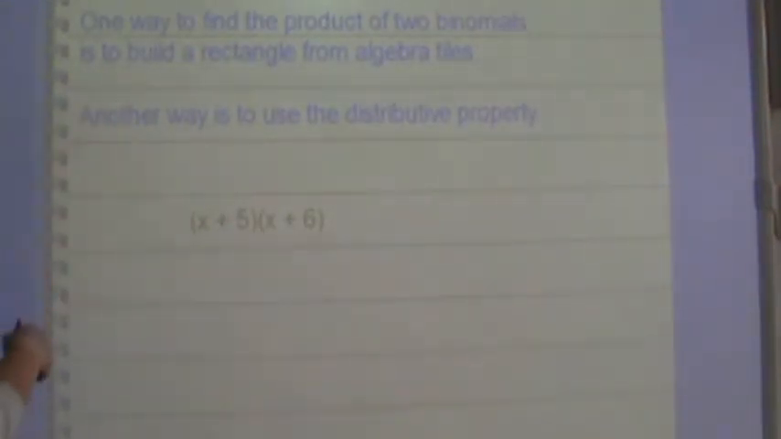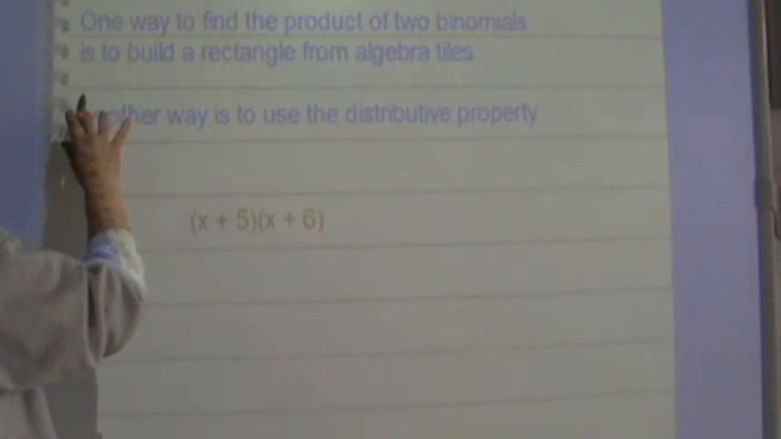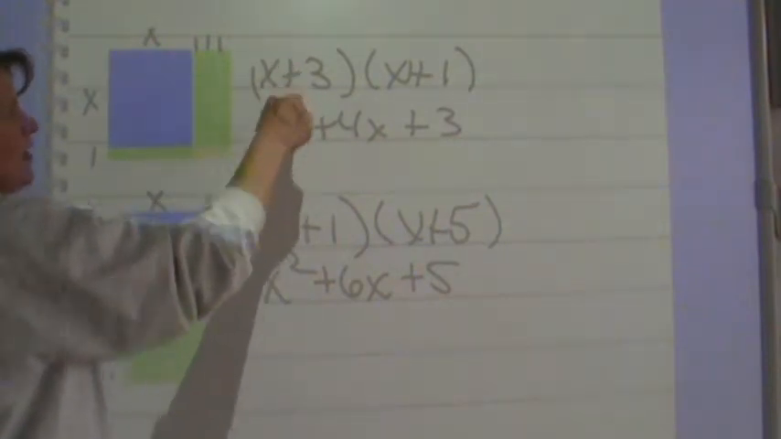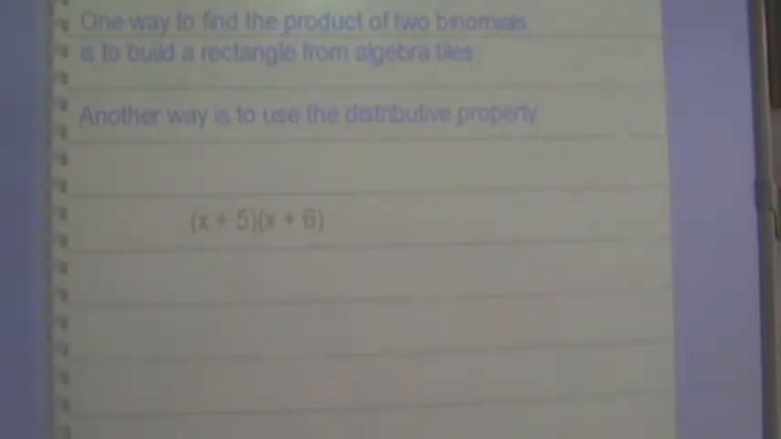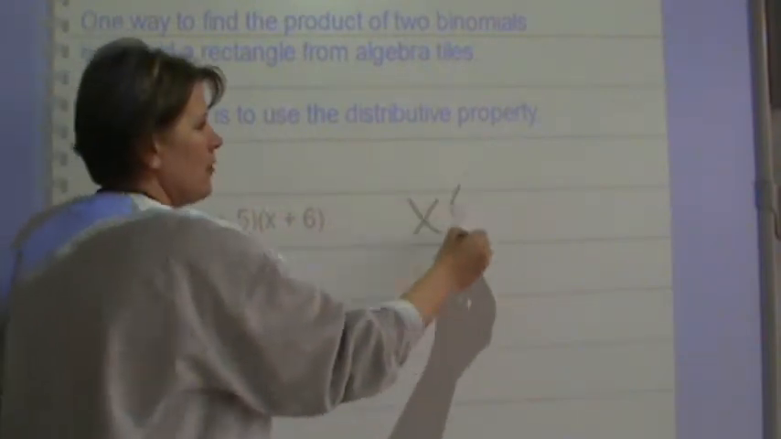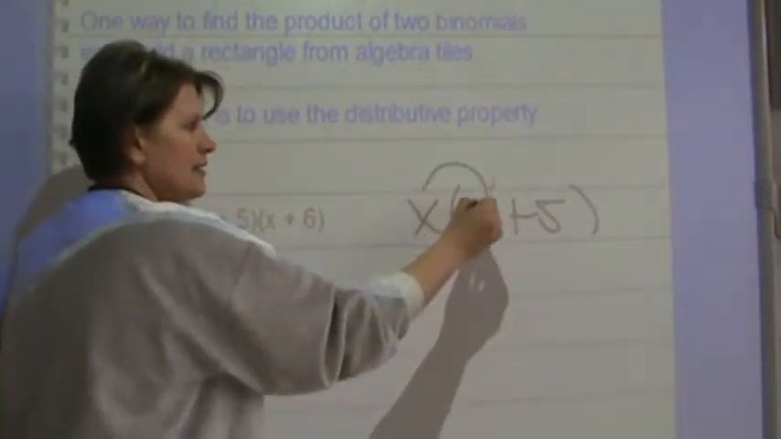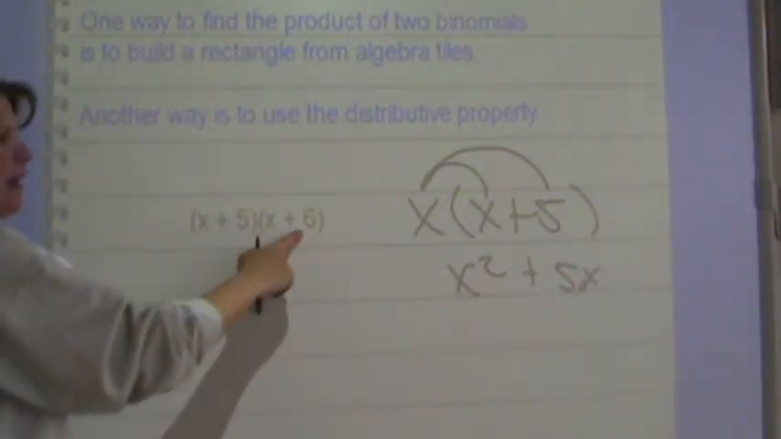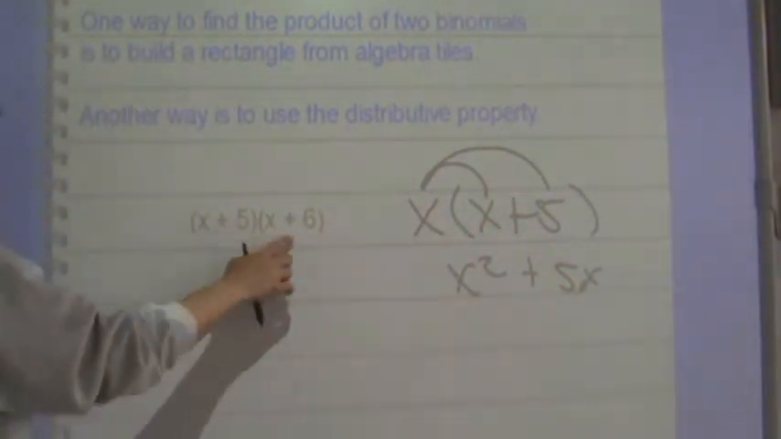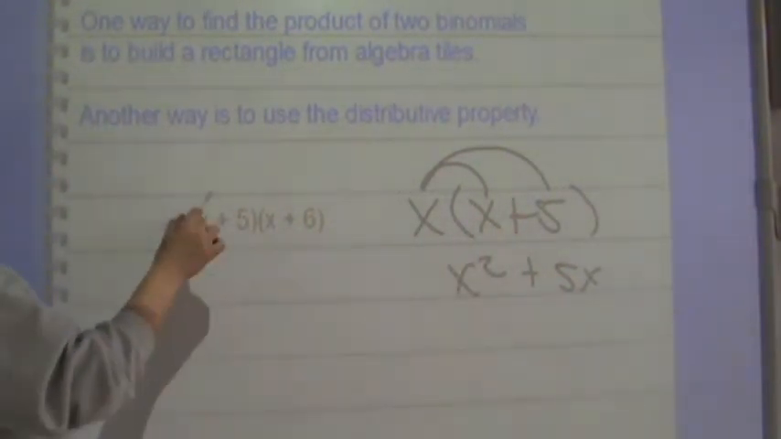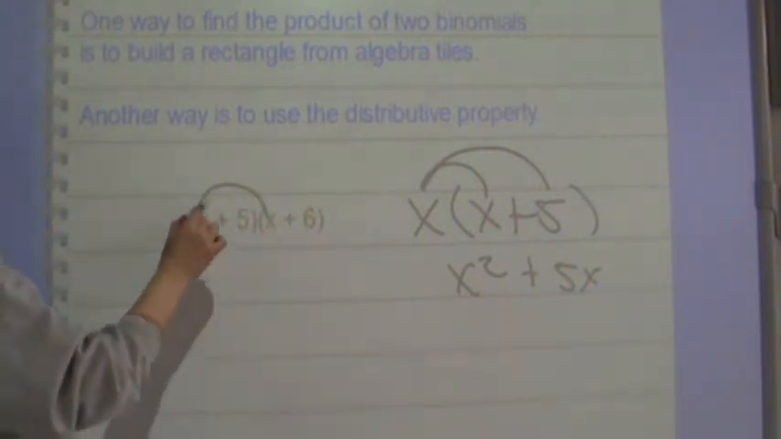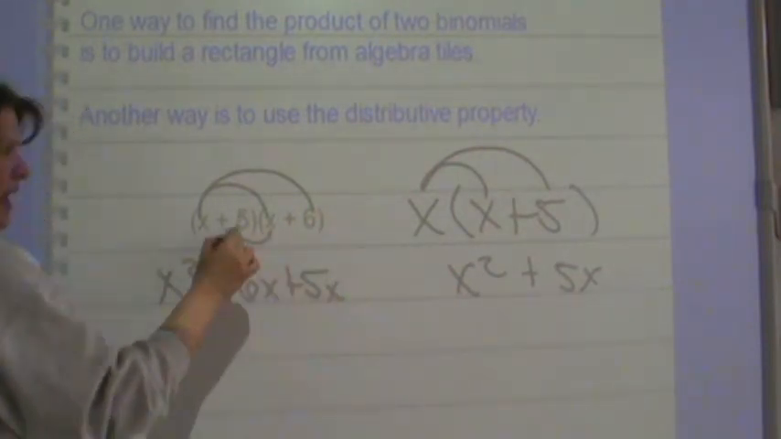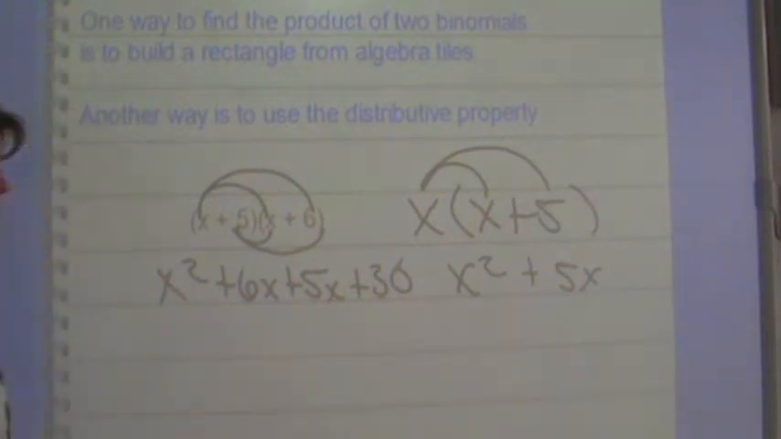Okay, so like I just mentioned, it says one way to find the product of two binomials is to build a rectangle from algebra tiles, which is what we did back here. So we just built it and then we saw the two relationships. Or you can use the distributive property. Distributive property, remember, is just something like this. X times x is x squared, x times 5 is 5x. This is a monomial and a binomial. We can also do this with two binomials. So we just have to make sure we get them all. So we take the x times the x, the x times the 6, the 5 times the x, and the 5 times the 6. Then I look for like terms.